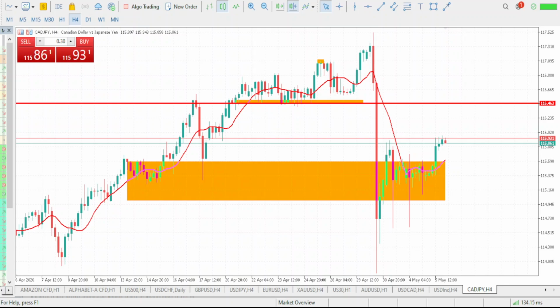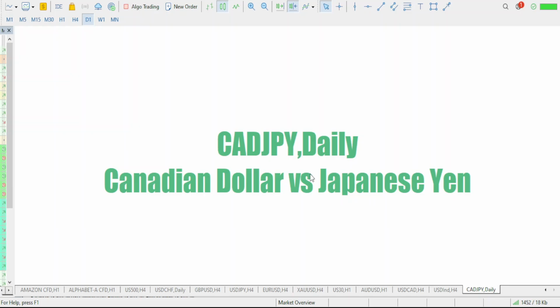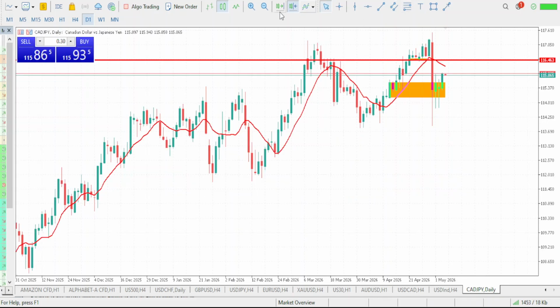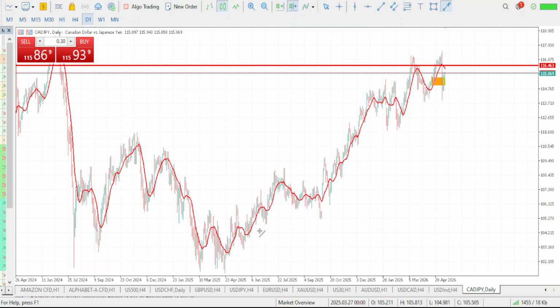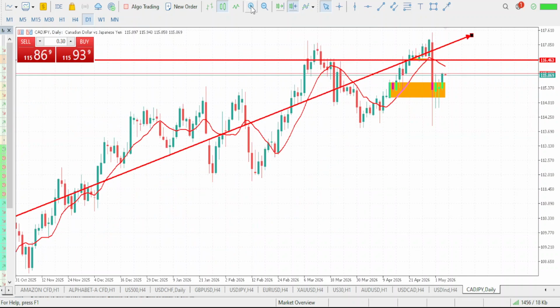Now guys, let's start with the trade right here. If you take a look at this CADJPY, you can see that CADJPY is in an uptrend move. We are in an uptrend move. The overall trend of CADJPY is in an uptrend move. We are very much in an uptrend move.